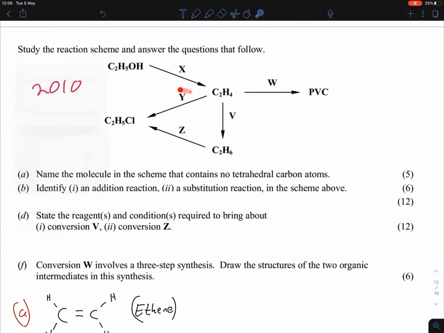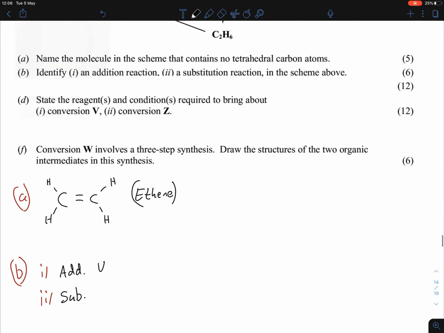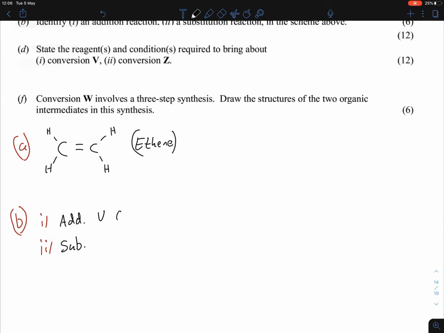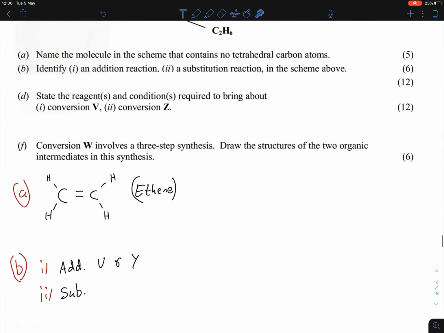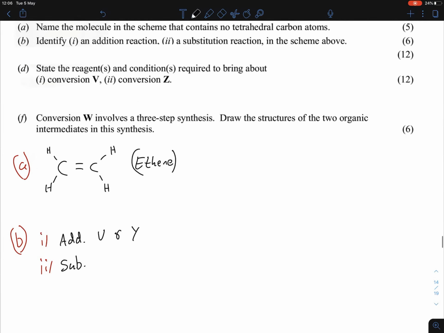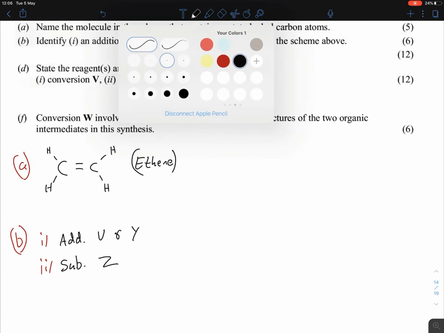Let's look at Y. We're going from C2H4, so that is 6 atoms on this side. Over here we have 2 plus 5 is 7, plus 1 is 8. So Y is actually also an addition reaction. So V and Y. So Z has to be our substitution, but we'll double check it. Z is this way, so we're going from 2 plus 6 is 8 atoms here to 2 plus 5 is 7 plus chlorine. That gives us 8 there, so Z is our substitution. Grand.